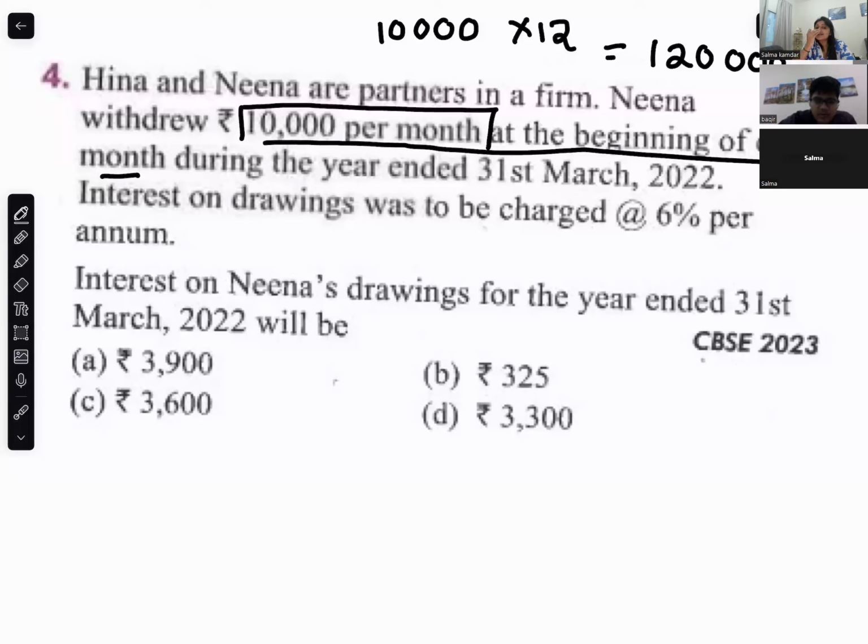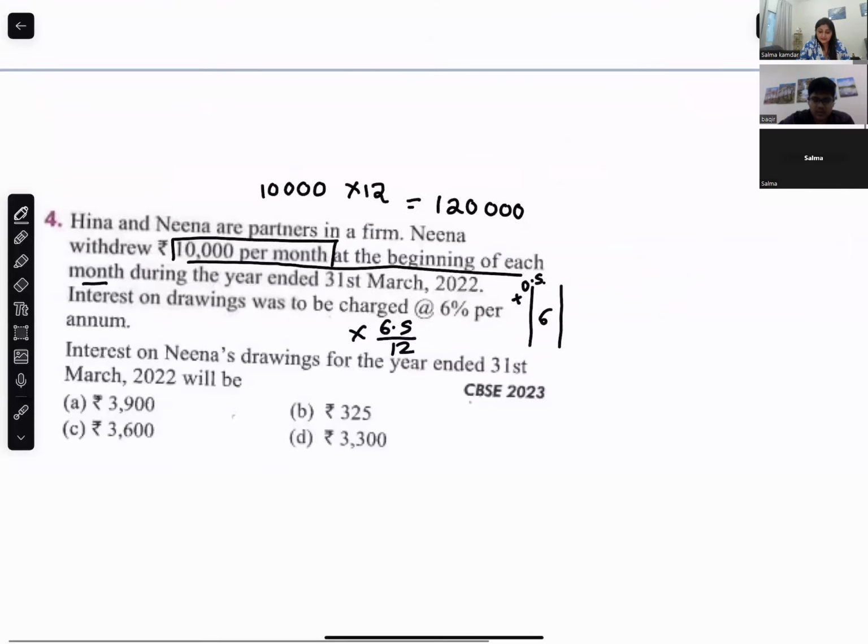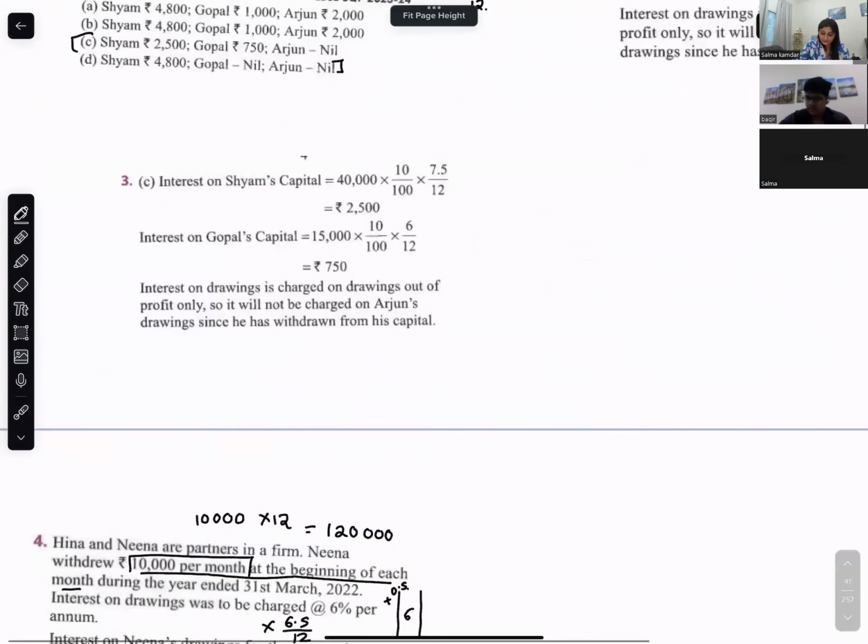And it is at the beginning of each month. So this is the first one, the first column, if you remember. At the beginning of each month, this was 6 plus 0.5, right? So into 6.5 upon 12. Are you recalling it? Yes, ma'am. Or should I bring the table down?